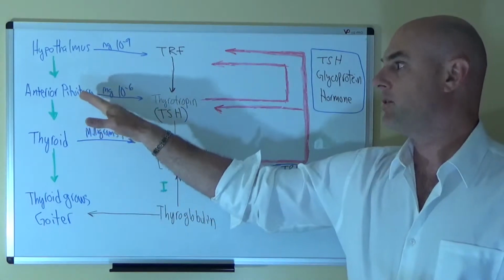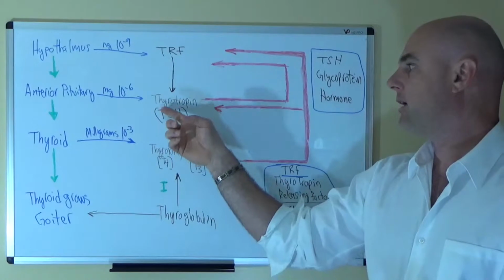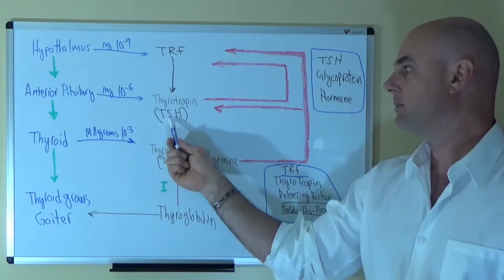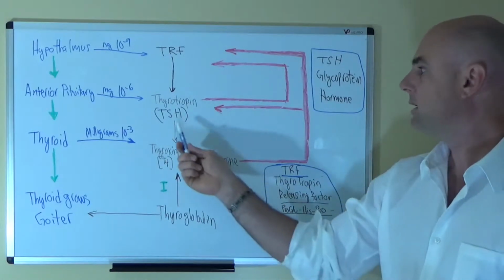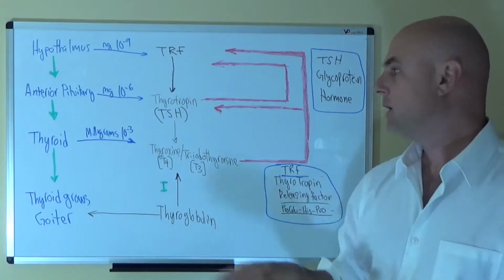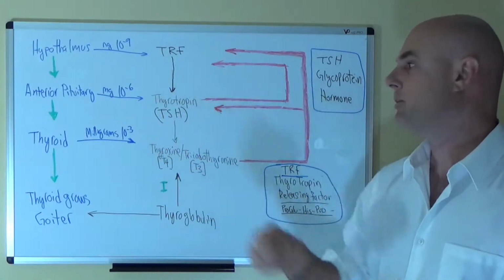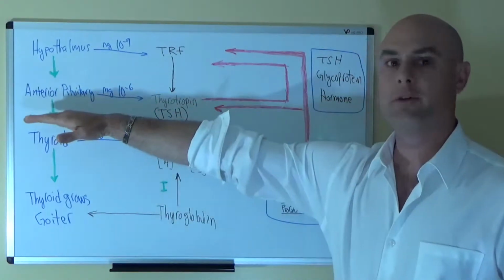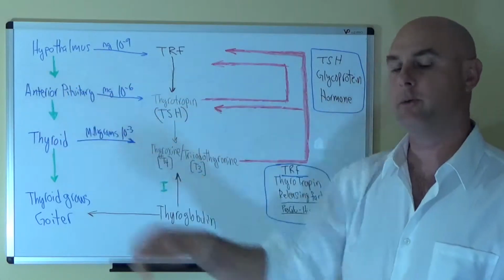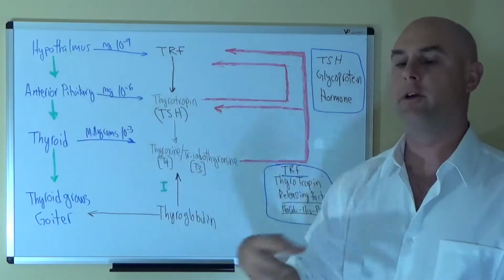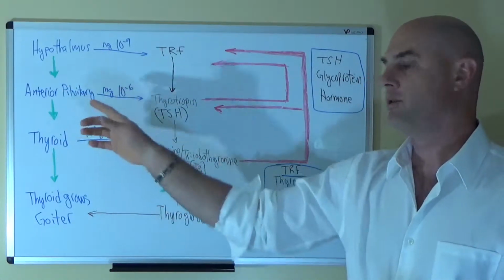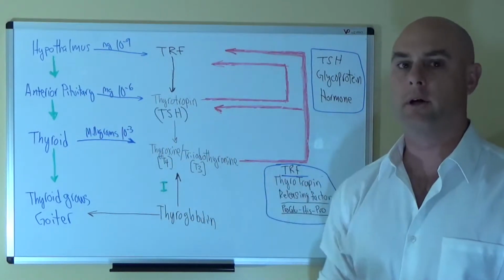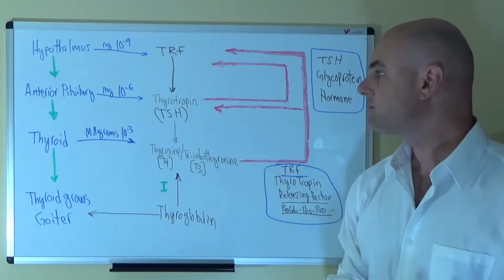And the anterior pituitary releases thyrotropin, which is also called the thyroid stimulating hormone. So this is released by the anterior pituitary. These are both in the brain, the hypothalamus and the anterior pituitary. The anterior pituitary is a glandular aspect of the pituitary, and the posterior pituitary, which is not here, is mostly made up of nervous tissue.